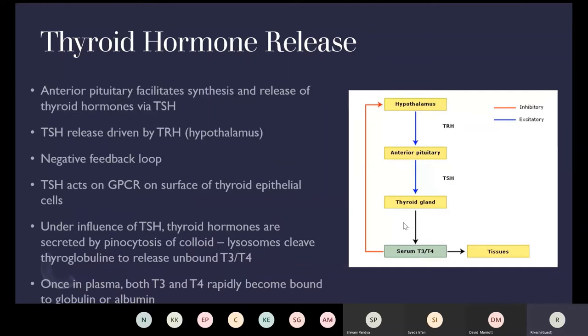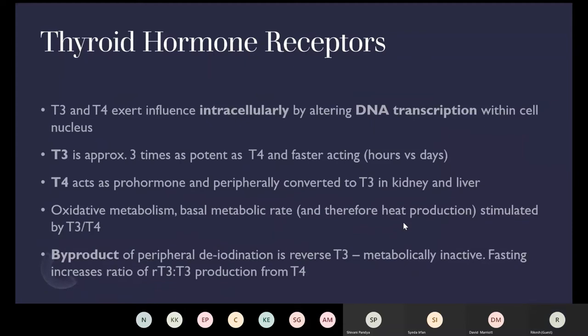Once T3 and T4 go into the bloodstream, they rapidly become bound to globulin or albumin, so they're again very protein bound. Thyroid hormones influence intracellular hormones, and they work by altering DNA transcription within the nucleus. T3 is about three times as potent as T4, and it's much faster acting, so we're talking hours instead of days. T4 acts as a prohormone, and it's peripherally converted to T3 in the liver and the kidney.